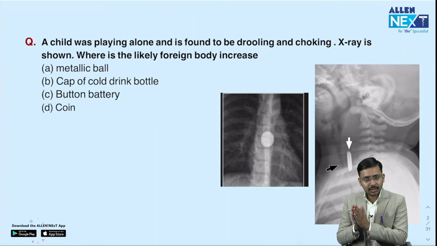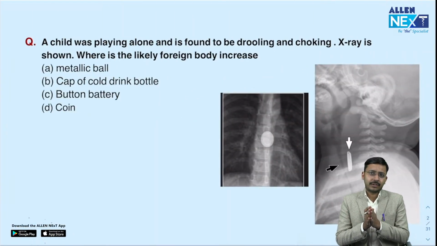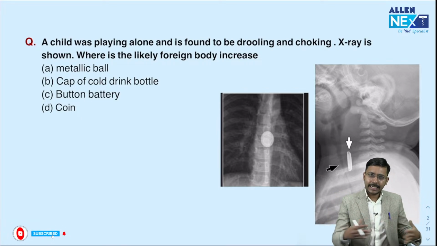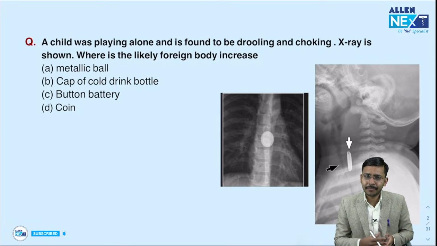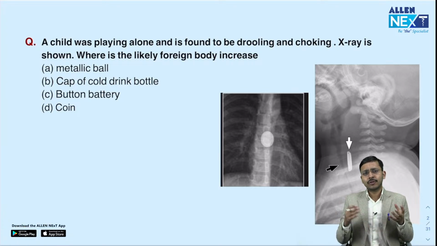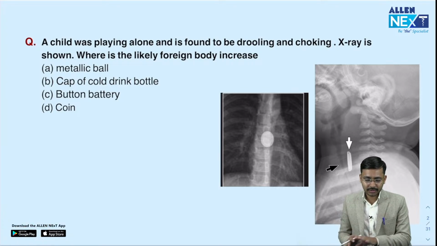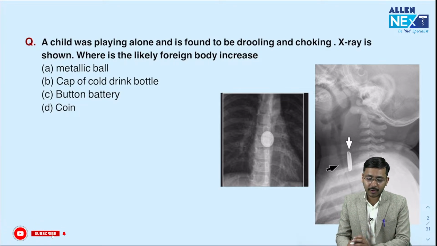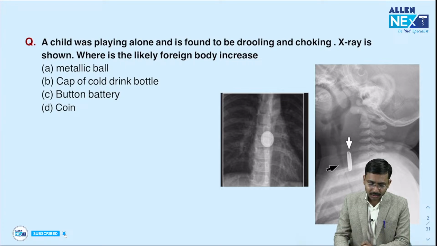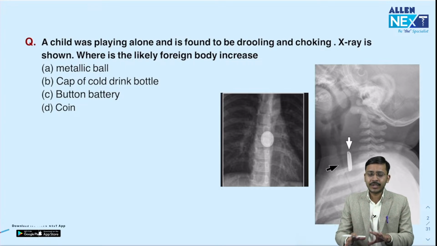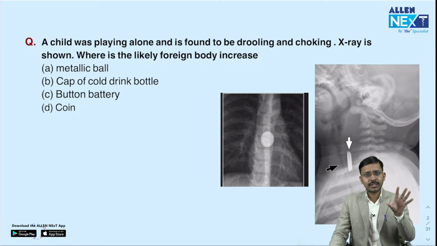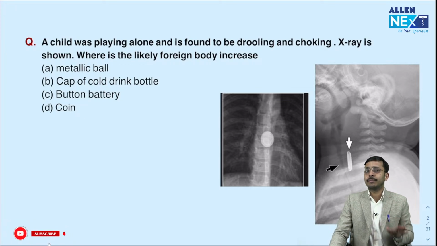And we'll keep it short and crisp because I don't want to explain each and every subtopic in detail, because we have separate lectures for that, and the recall series, in my opinion, should be limited to the discussion of the questions. So the first question was about a child playing alone who is found to be drooling and choking. This was a question related to an ingested foreign body.